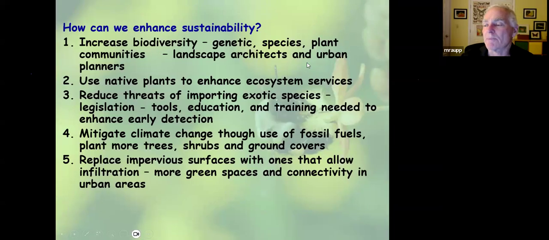And to kind of wind up, how can we enhance the sustainability of our landscapes? Well, we've got to increase biodiversity, and that's got to happen at a genetic level, species, plant level, community level. We need, in particular, more plants and more flowering plants. And when we're choosing our plants, if at all possible, choose native plants because they're going to provide the resources that our native insects need.